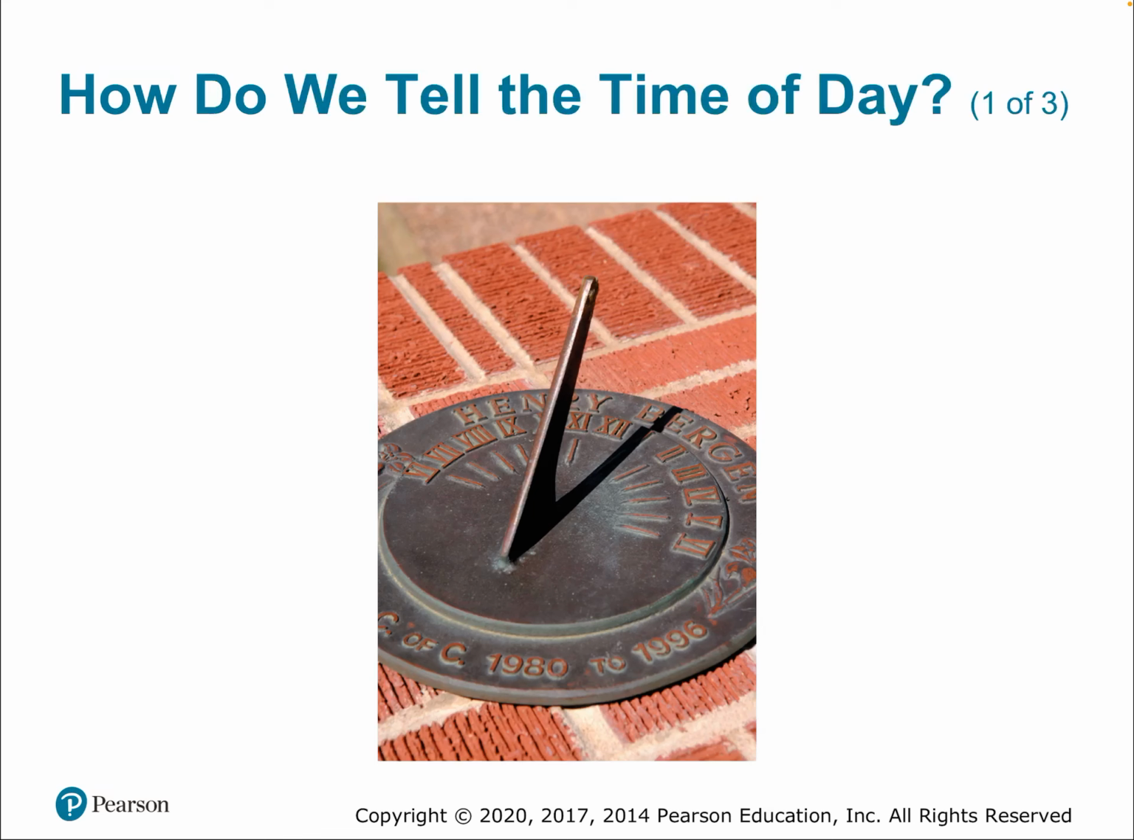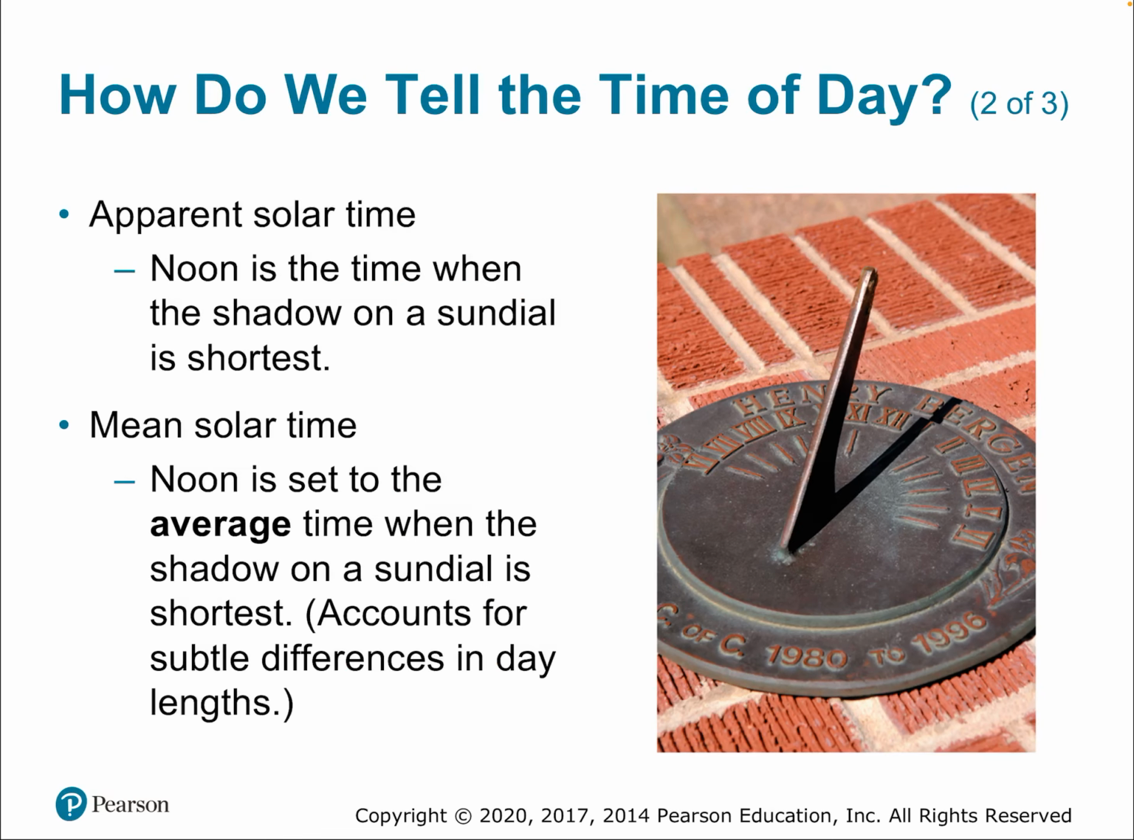So how do we tell the time of day? Well, this is a sundial, see? An ancient way of telling the time of day. So apparent solar time is defined as when noon is the time when the shadow of a sundial is shortest. Okay, so on that day, noon is that point. Okay, that's the apparent solar time. So you can set that day. That's the way people did it for, well, many human generations.